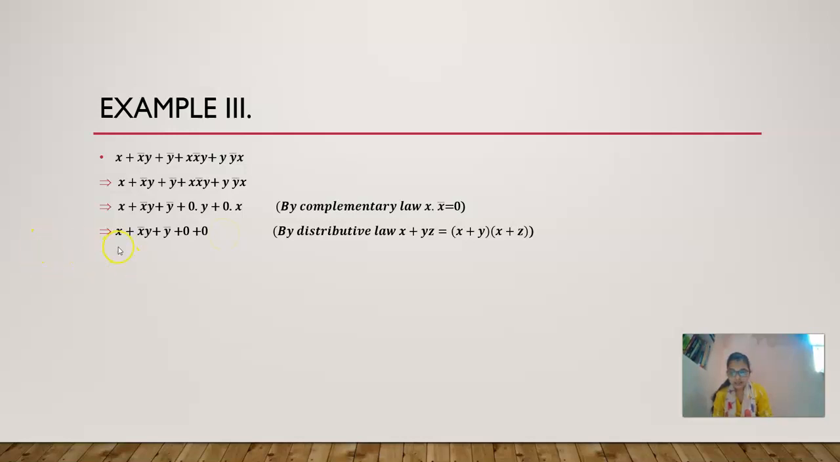Now observe this expression. See here, x plus x bar y. Which form is this in? This is in the form of x plus yz. By distributive law, we can write x plus yz as x plus y into x plus z. Write this x plus x bar y in the form of x plus yz. That is x plus x bar into x plus y bar as it is.